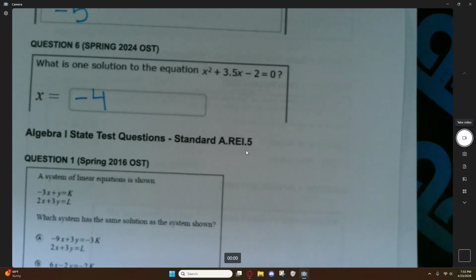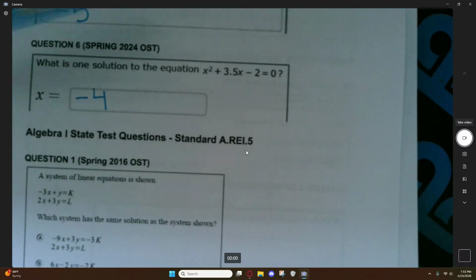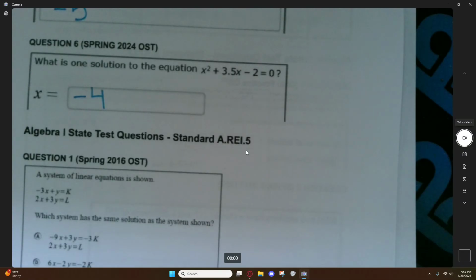So like I said, this standard went quick because this is just plot this, where do they cross? Plot this, where do they cross? That's it. Okay?